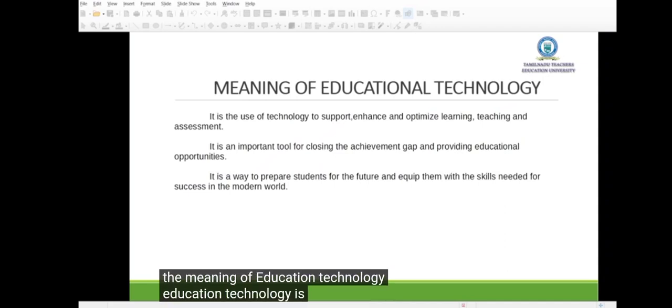Education technology is the use of technology to support, enhance and optimize learning, teaching and assessment. It is an important tool for closing the achievement gap and providing educational opportunities. And a third view is that it is a way to prepare students for the future and equip them with the skills needed for success in the modern world.